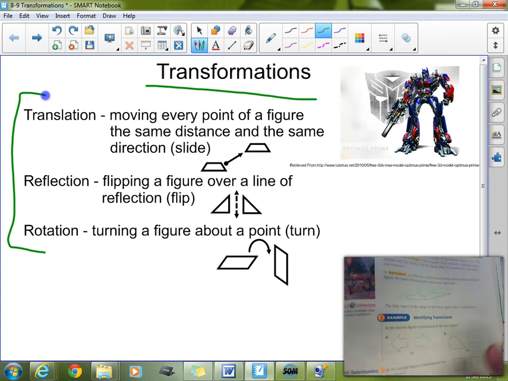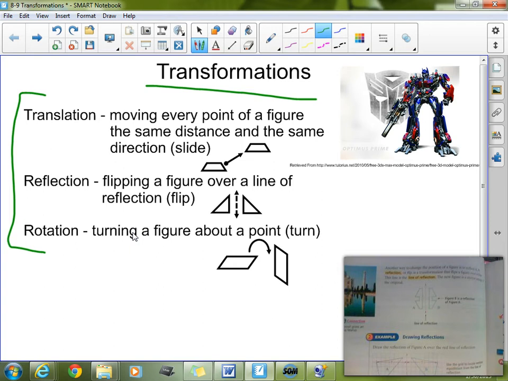Now at the very bottom we see some examples. Now this first one, we see the arrow pointing that way and the arrow actually changes direction. That is not a translation. Okay, we did not move every point the same distance in the same direction. But this, however, is an example of a translation because every point is moved the same distance and the same direction. So that is key. So that's our first one, translation.